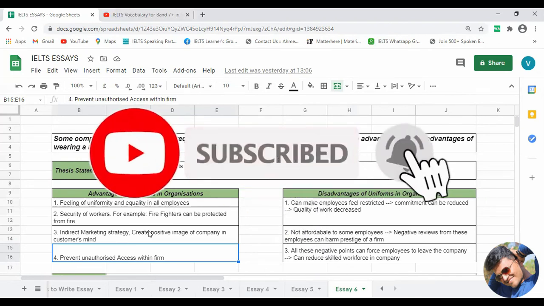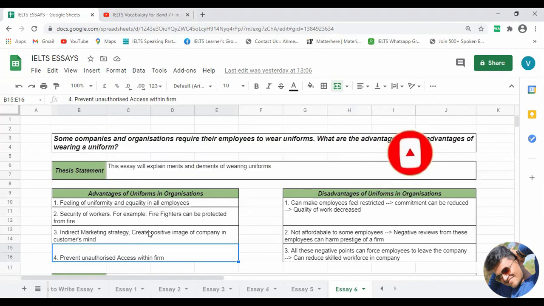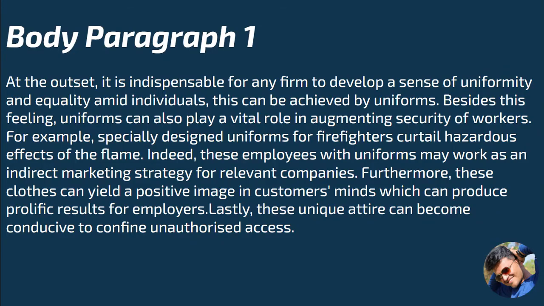Two, we have discussed from the perspective of employees. Two, we have discussed from the perspective of the organization. And I hope, friends, you understand all these four points. Now let's discuss how we can develop our body paragraph number one by using these particular four points.